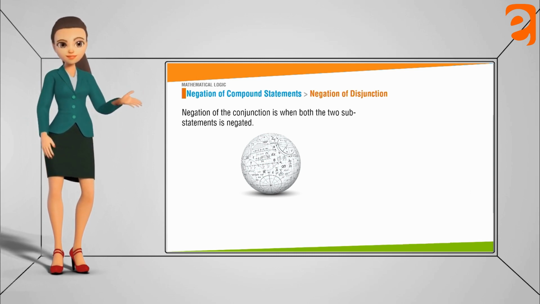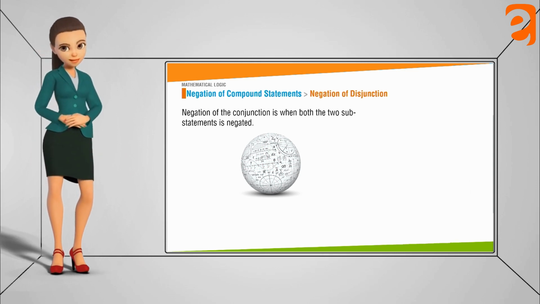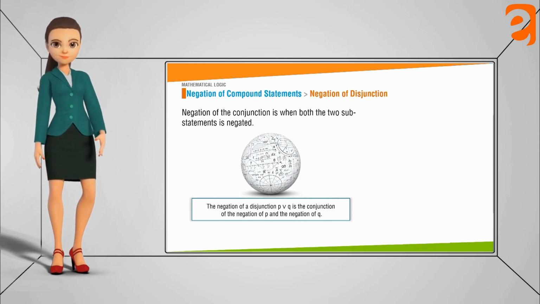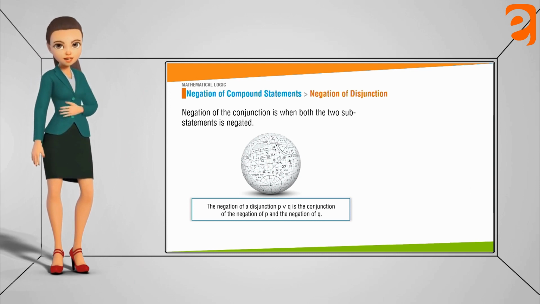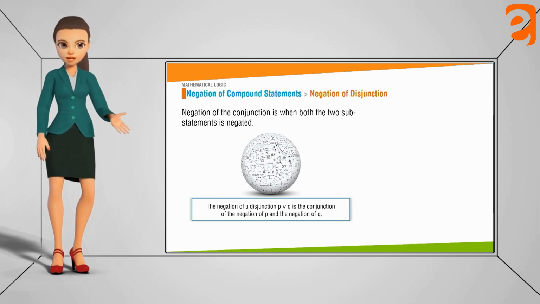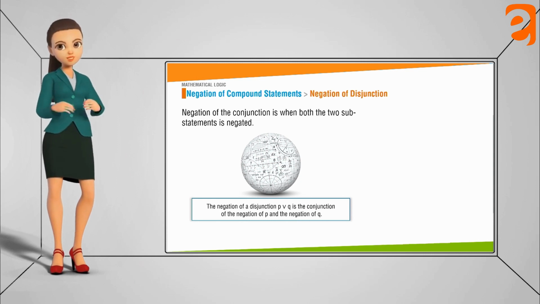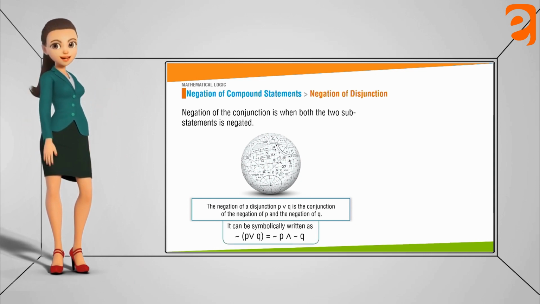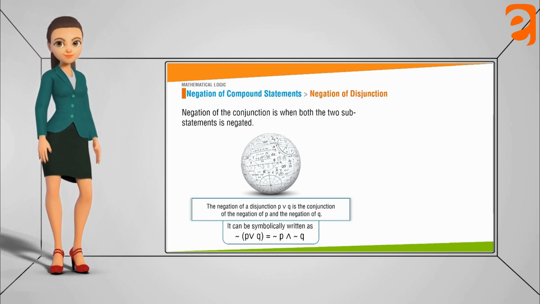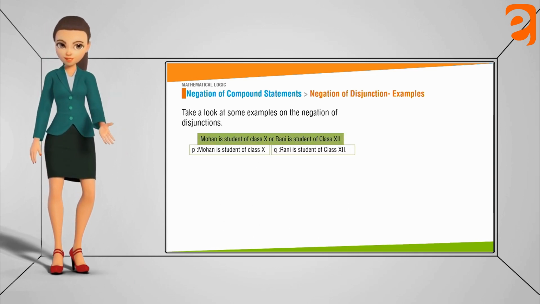Now, let's define negation of disjunction. Negation of conjunction is when both the statements are negated. Similarly, negation of disjunction is also the case when both the statements are negated. So, the negation of the disjunction P or Q is the conjunction of the negation of P and the negation of Q. Here the or from the original statement comes out as and in the negation. Symbolically, it is represented as negation of P or Q is equal to negation of P and negation of Q. Let's explain it with the help of an example.